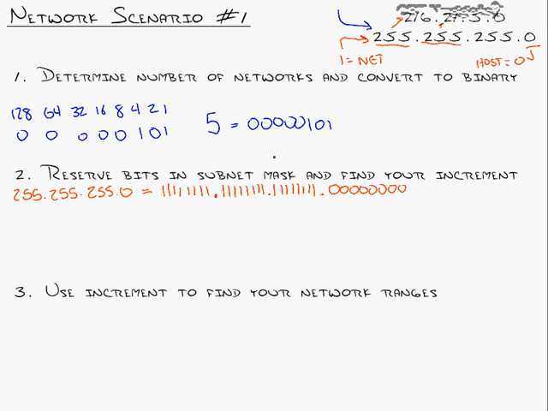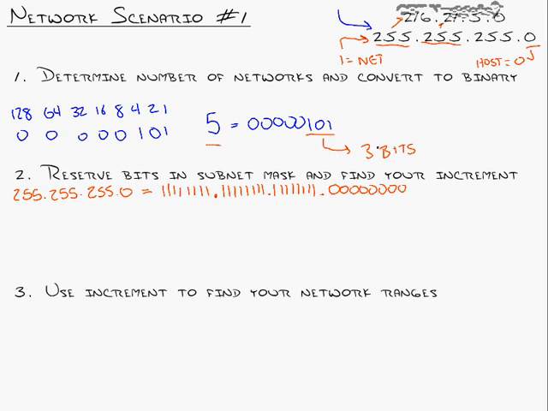Now what's our goal here? Our goal is to create more networks, meaning we only have one network and I need to create more, 5 of them to be exact. Now how many bits does it take to get the number 5? 3 of them. 3 bits, right? You can't get the number 5 with any less than 3 bits.